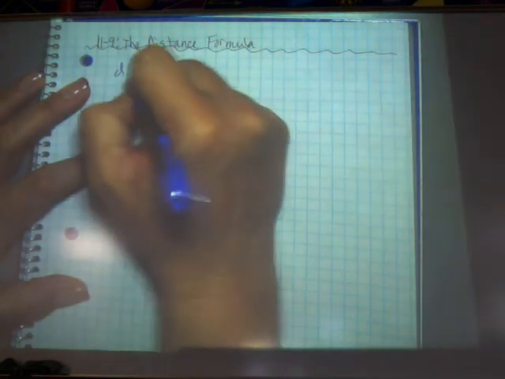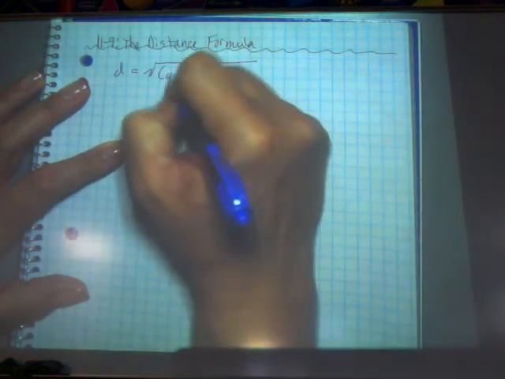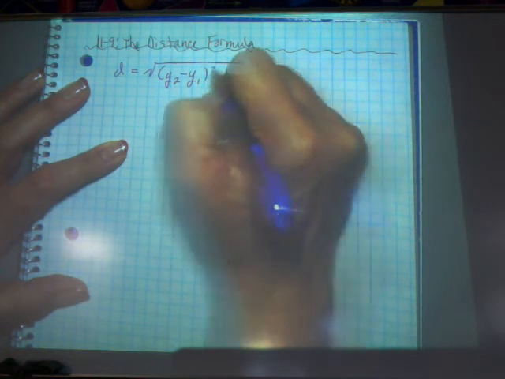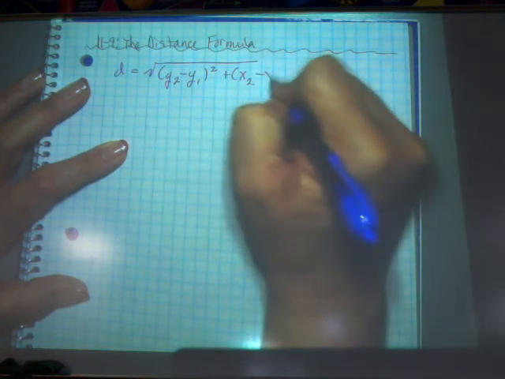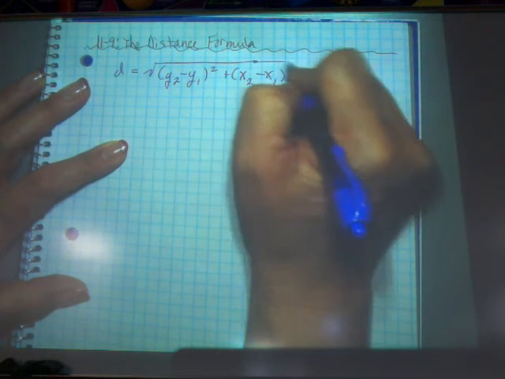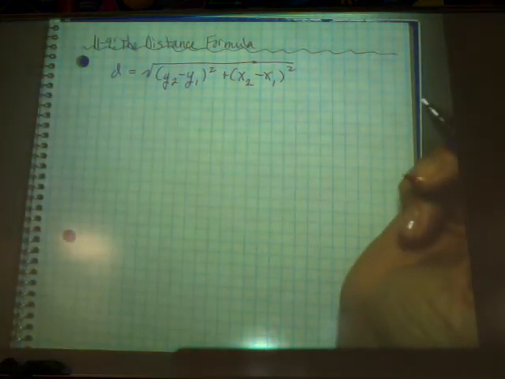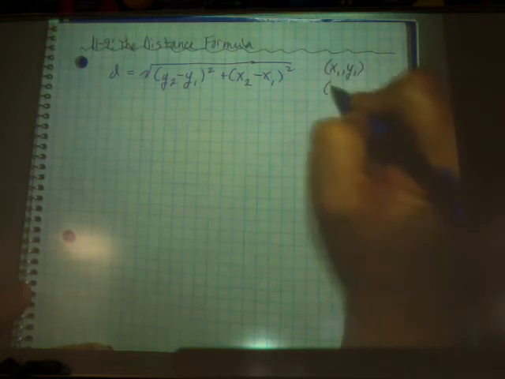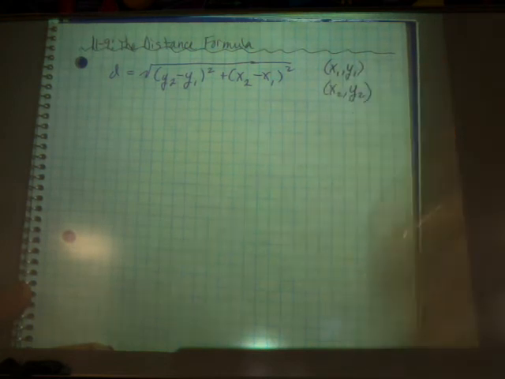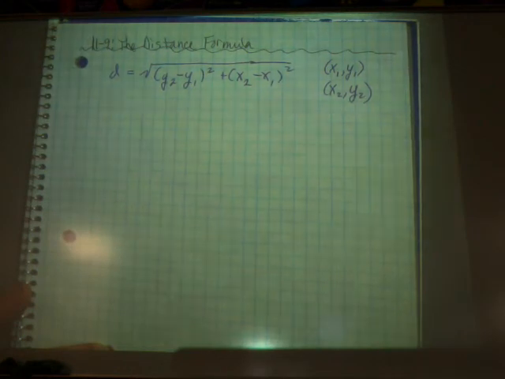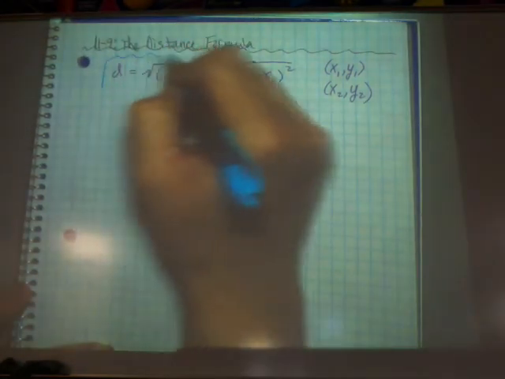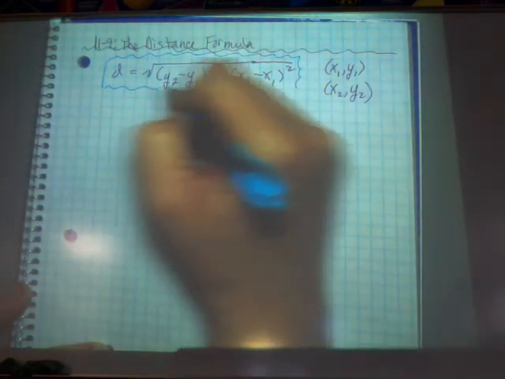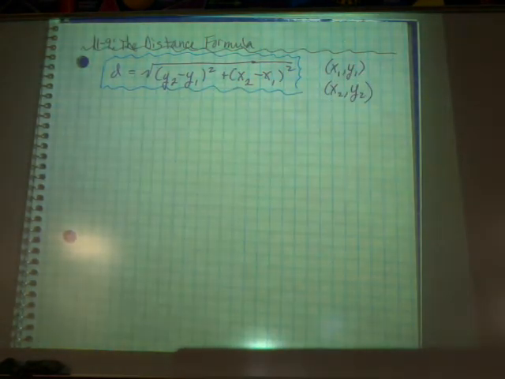So the formula is as written: y sub 2 minus y sub 1 squared plus x sub 2 minus x sub 1 squared. The x sub 1 and y sub 1 belong to ordered pairs, so you would have two ordered pairs, x sub 1, y sub 1, and x sub 2, y sub 2. You need to memorize this formula. It is derived from the Pythagoras Theorem, which I'll show you here in a minute why and how.